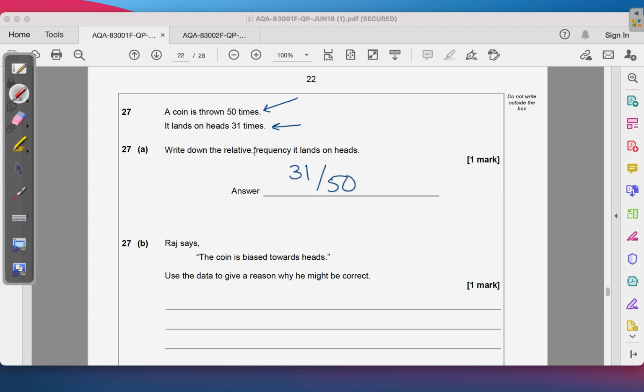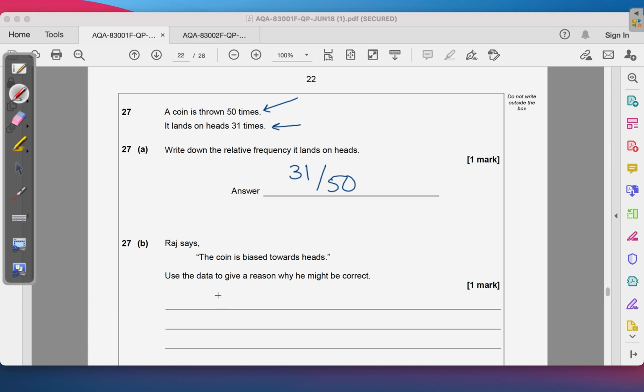Okay, so the relative frequency it lands on heads is simply the number of times that it lands on heads out of the number of times that it was thrown. Simple as that. Now, Raj says the coin is biased towards heads. Use the data to give a reason why you might be correct.